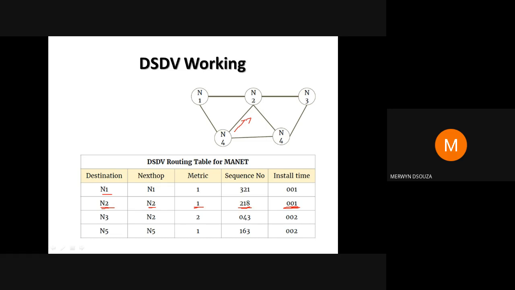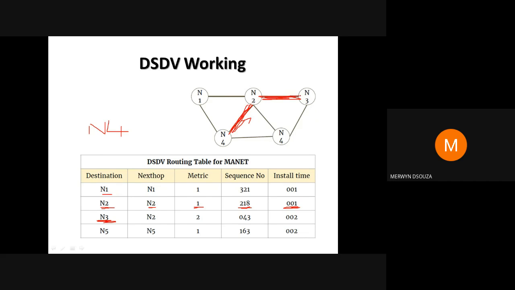Then to send a packet to N3. Assume that N4, as you can see here, could have sent through two ways. But let's assume that this is the shortest path, that is, from N2 to N3. Since N4 does not have a direct route to N3, the destination is N3, it wants to send a packet here, but it's not having a direct route. Using the Bellman-Ford algorithm, it will find out that this is the shortest path.